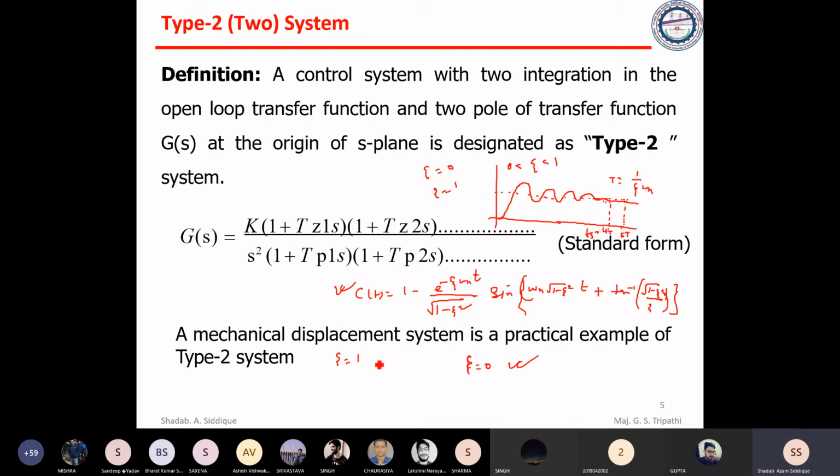But zeta equal to 1 we cannot substitute directly, so we take the limit zeta tending to 1 and substitute into C of t. We will try to find the response of the system for zeta equal to 1. If we substitute zeta tending to 1, we get the derivation, and that will give you C of t. I'll go through the derivation in a quick go.